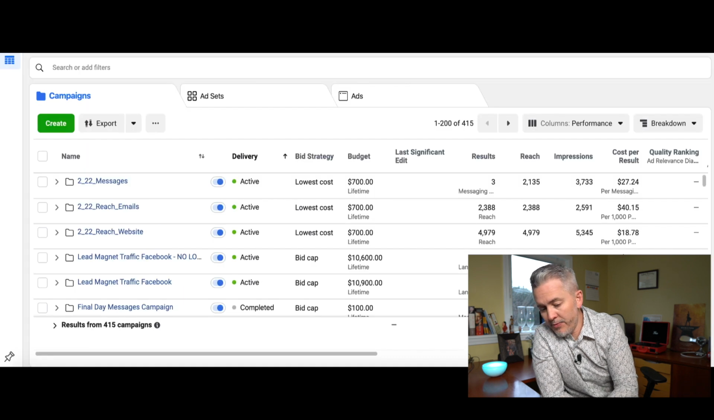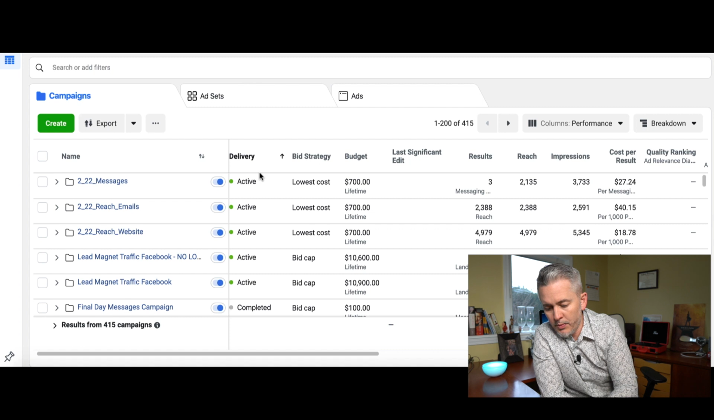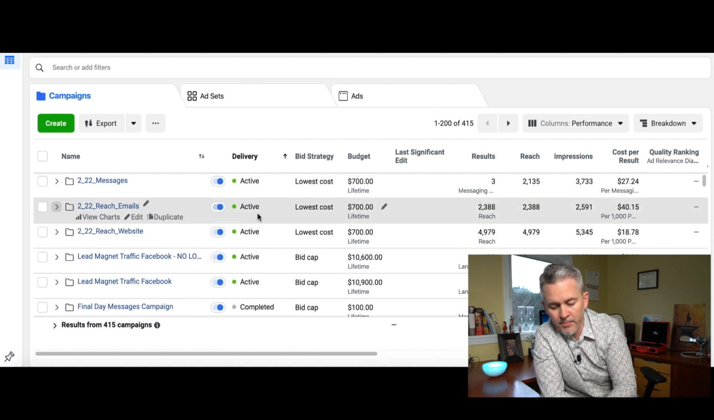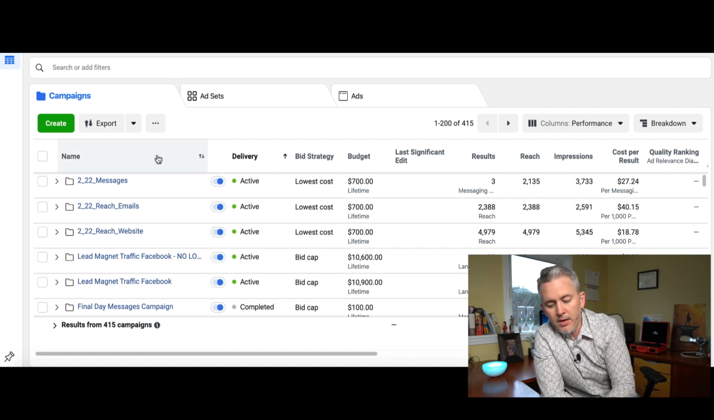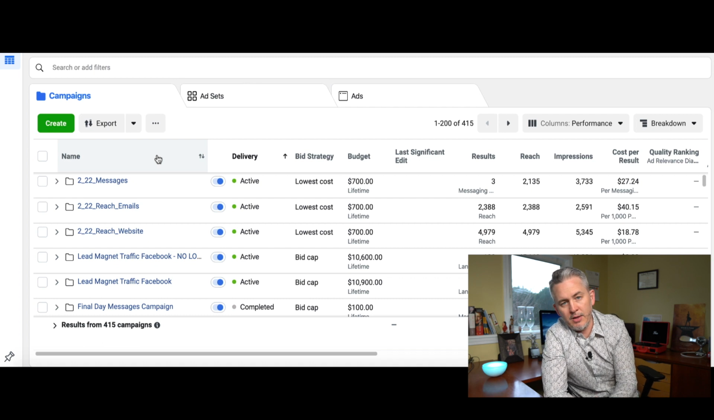Instagram and Facebook. So this is our Facebook ad account, okay? And here are some recent ads we've been running. Some of these we've been running for a while, some of them not so much, right? But we have what's called a lead magnet. A lead magnet is the ad at the very top of that funnel, okay?